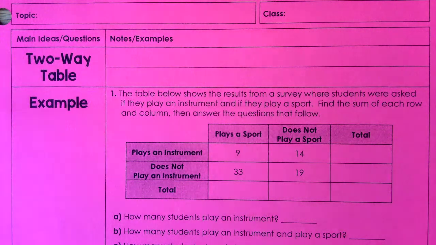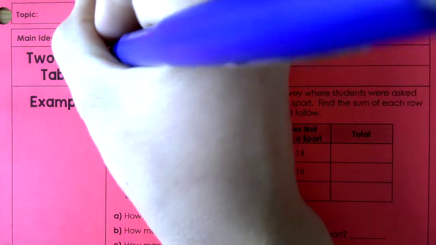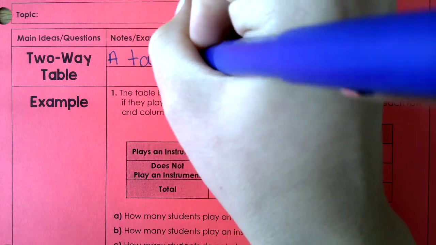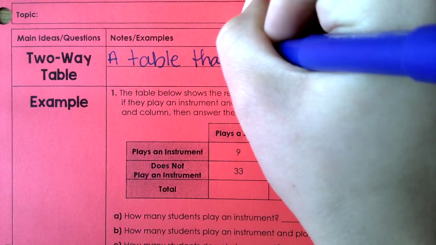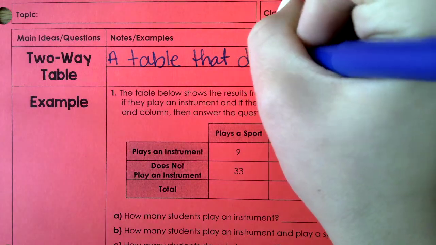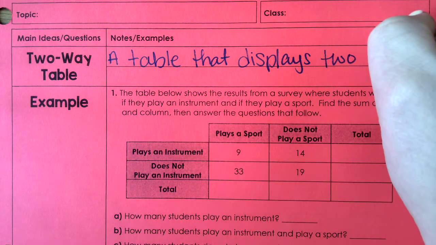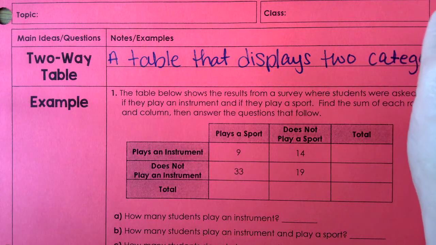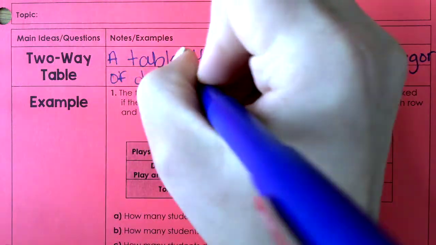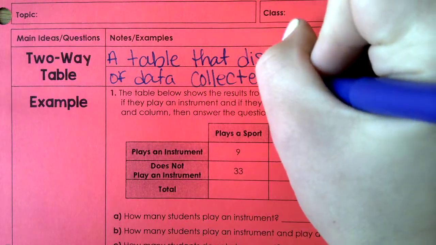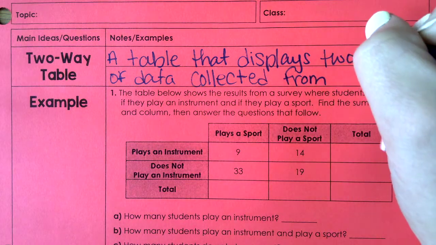Okay, so today we are going to talk about two-way tables. A two-way table is a table that displays two categories of data collected from the same source.